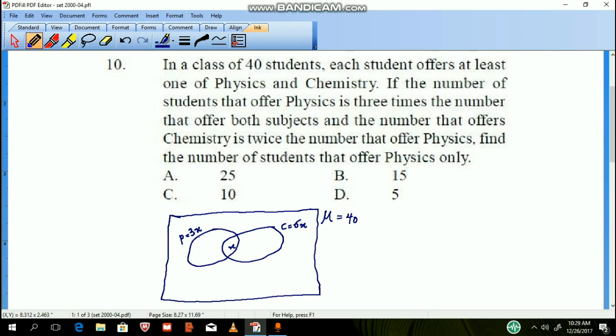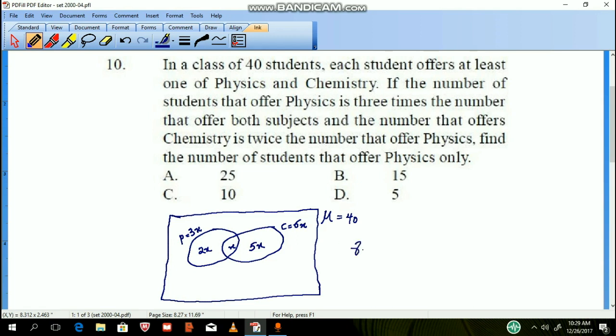The number of physics only is going to be 3x minus x, which will be 2x. This one will be 2x. Then chemistry only will be 6x minus x, which will be 5x. Okay, so adding everything together, this plus this will be equal to 40. So we have 2x plus x, that is 3x, plus this, that will be 8x.